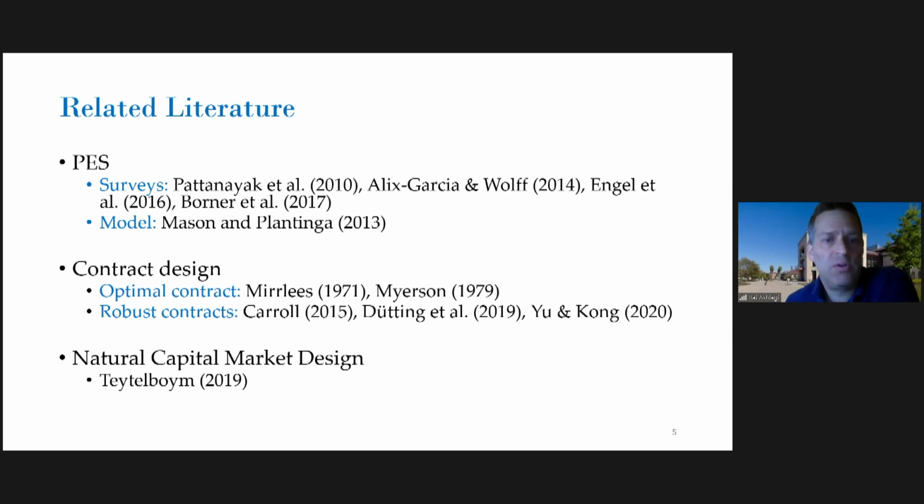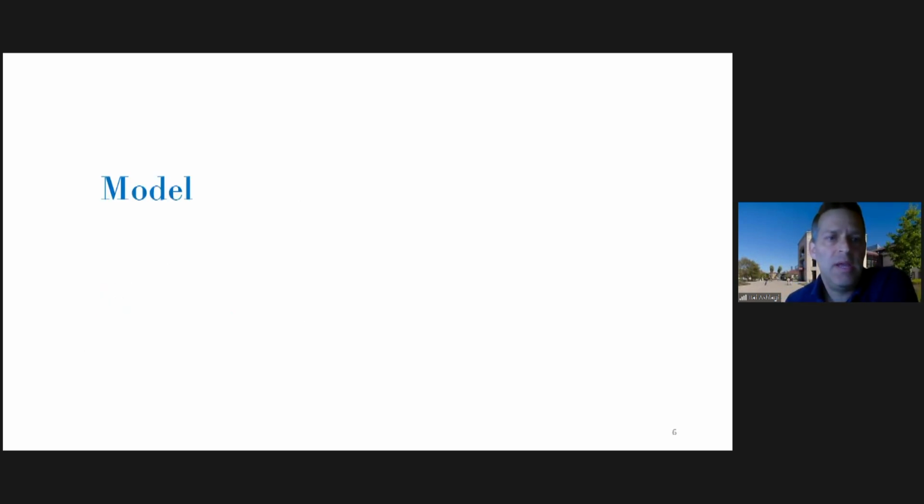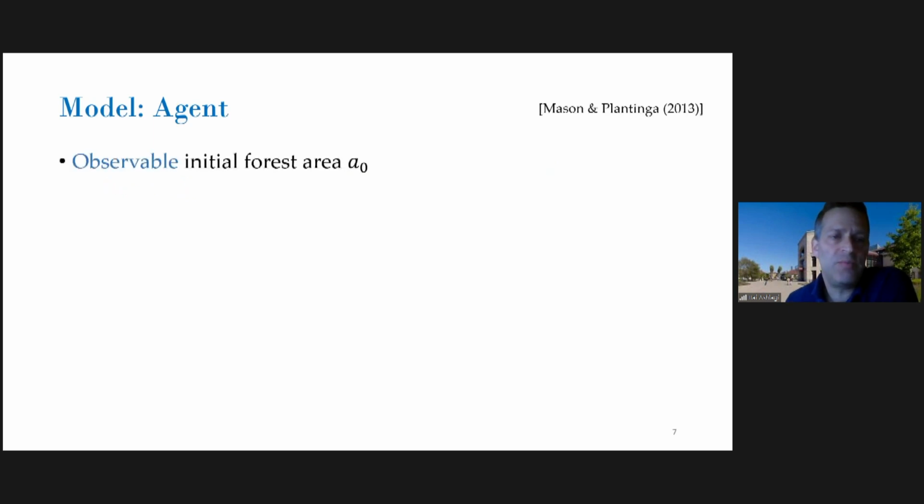Okay, so let's jump into the model. Again, this is based on Mason and Plantinga. The key thing that is observable is going to be the land that the agent owns, A naught. You can think about this as, for example, I can see how much forest there is on the land because I can maybe see it through the satellite. So this is publicly observed by the principal. The principal here you can think about as the NGO or the government, and the agent is the landowner.